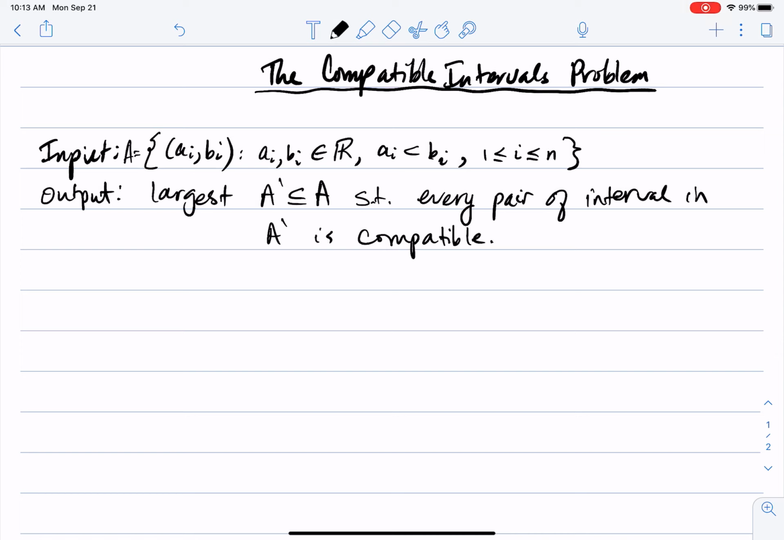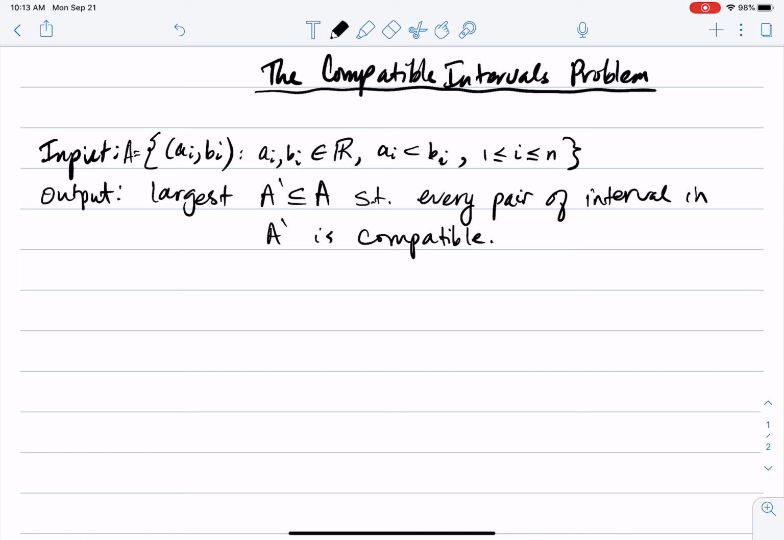a_i and b_i are real numbers. a_i is smaller than b_i, so a job finishes after it starts. And we are interested in the largest number of intervals from this set, such that no two of them are overlapping. Just visualize it on the real line. If you draw two intervals, they should not overlap. They should not intersect, okay?